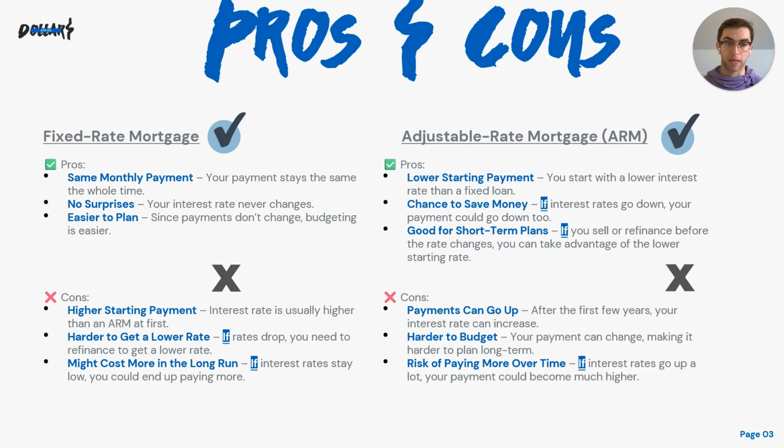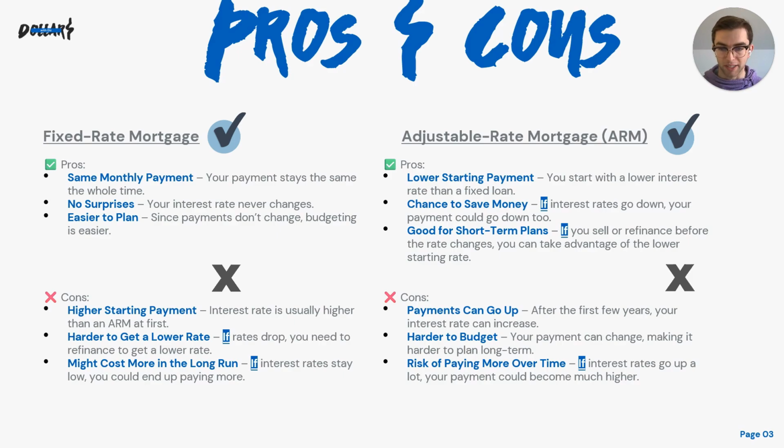The cons are that payments may go up after the first few years when that rate adjusts. Your interest rate could increase, which would make it a lot harder to actually budget your future payments and economic situation, because you don't know what's going to happen. And then if interest rates do go up, your payment could be again a lot higher. So it's hard to figure out and plan for that situation.